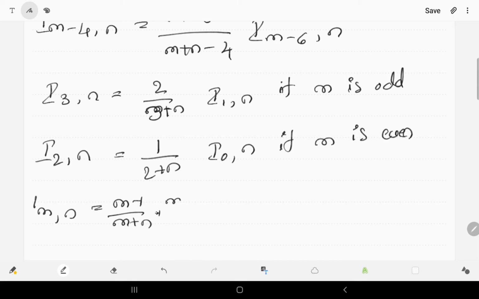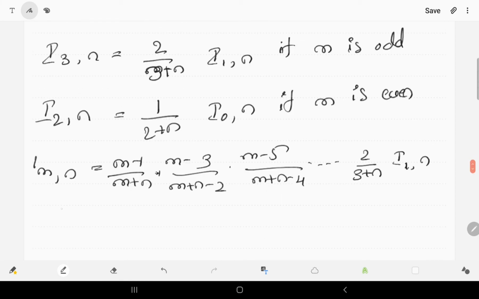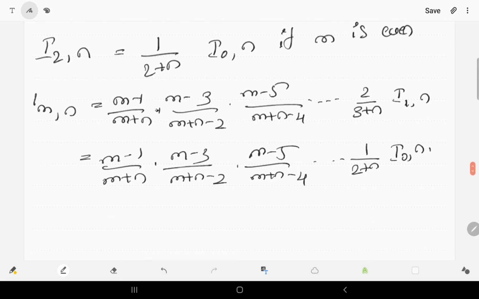into m minus 3 divided by m plus n minus 2, m minus 5 divided by m plus n minus 4, up to 2 divided by 3 plus n, I of 1 comma n if m is odd, or that is equal to m minus 1 divided by m plus n into m minus 3 divided by m plus n minus 2, m minus 5 divided by m plus n minus 4 and so on, up to 1 divided by 2 plus n, I of 0 comma n if m is even.